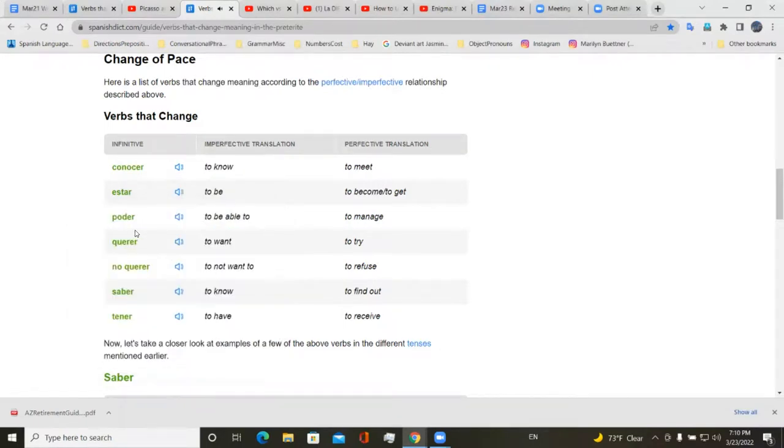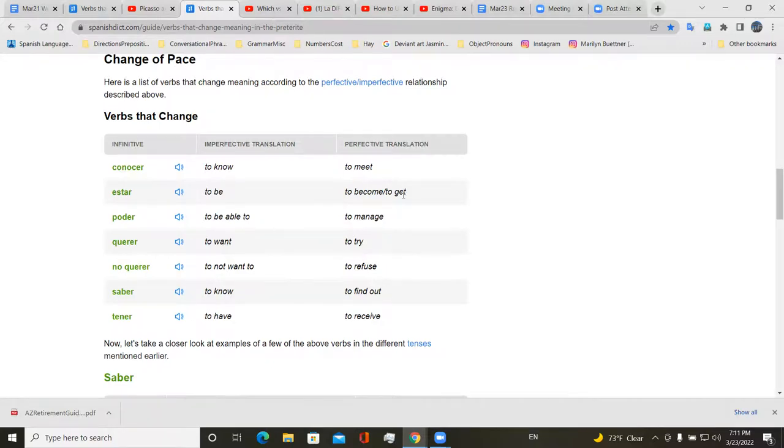Estar. Like poder, like querer, like no querer, because it's going to be something else. Like saber, like tener, change their meanings a lot in between imperfecto and preterito. So on the left, conocer, to know, in preterite, is very specific. It means met. Because preterite has a beginning and an end, and knowing somebody is a mental process. And, you know, I knew him could mean I knew him for God knows how long. But a first time meeting means we have to use conocer in preterito.